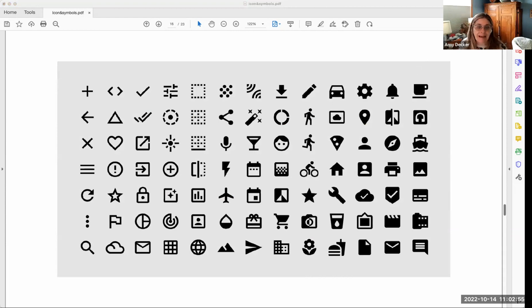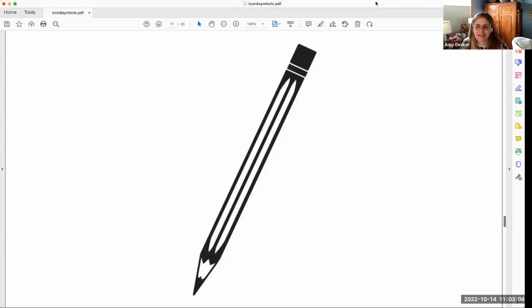These are symbols, not logos. So now we're going to do the interactive part of our lecture.